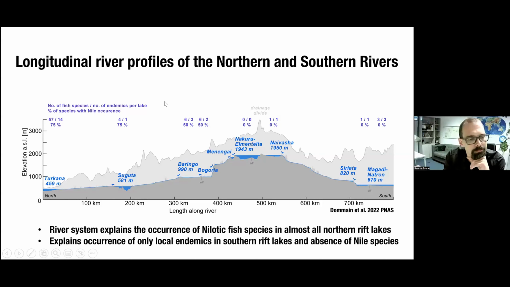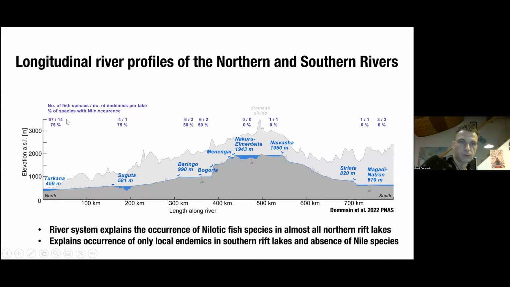Okay, please take a look at these numbers here. These numbers show the present number of fish species in each of those lakes, and behind the second number is the number of endemics, and below is the percentage of Nile species in these lakes. And so our reconstruction demonstrates that the northern river was connected with the Nile, and Nilotic species were able to invade Kenyan rift lakes all the way to Lake Bogoria. And in the southern rift, there was no such connection.